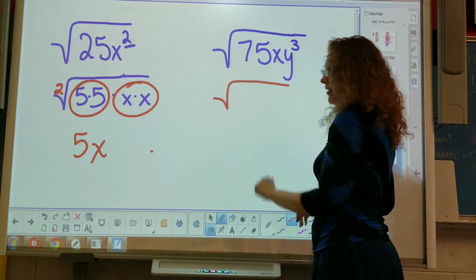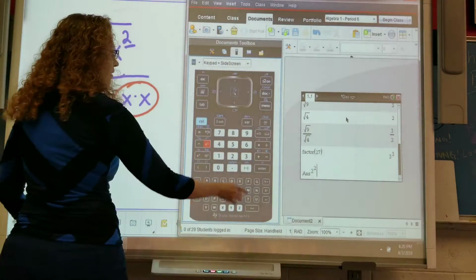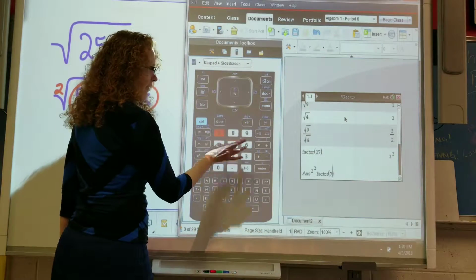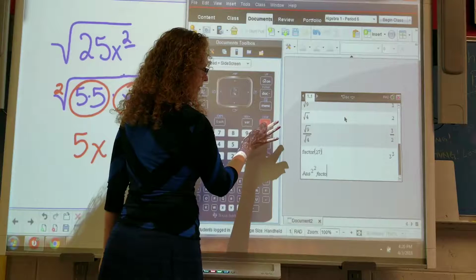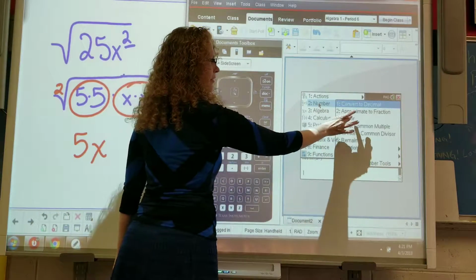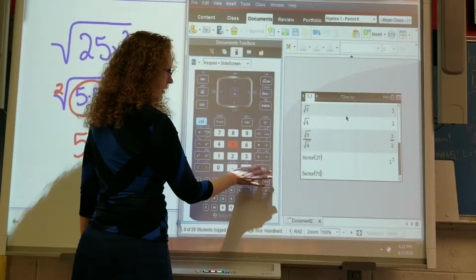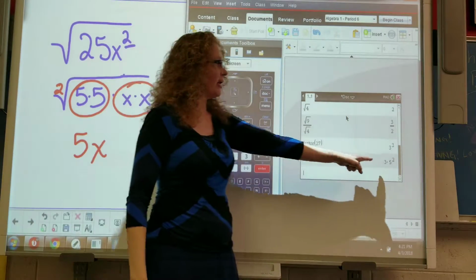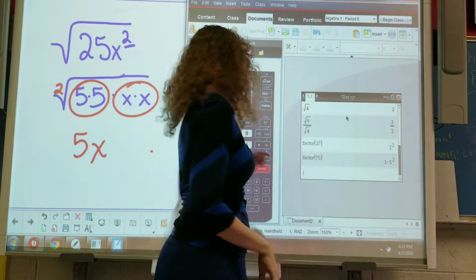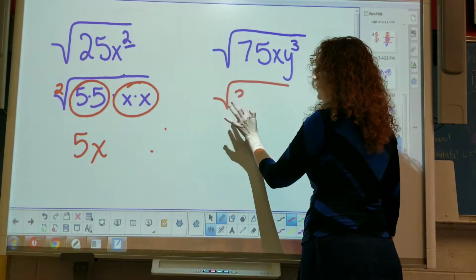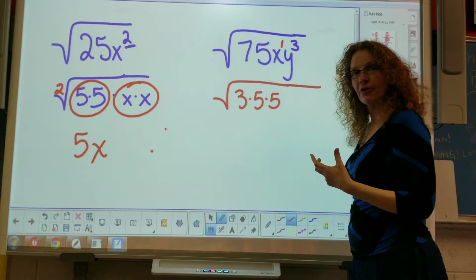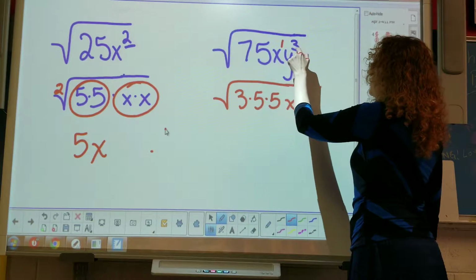If I look at 75 and you want to break that factor down: menu, number, factor, 75, whoops, got a lot of stuff going on in there, hold on. Okay, menu, number, factor, 75, hit enter. I get 3 times 5 squared. That means I'm going to have 1 3 and 2 5s. Now if I look, I have x to the first, so I have 1 x, and then 3 y's.